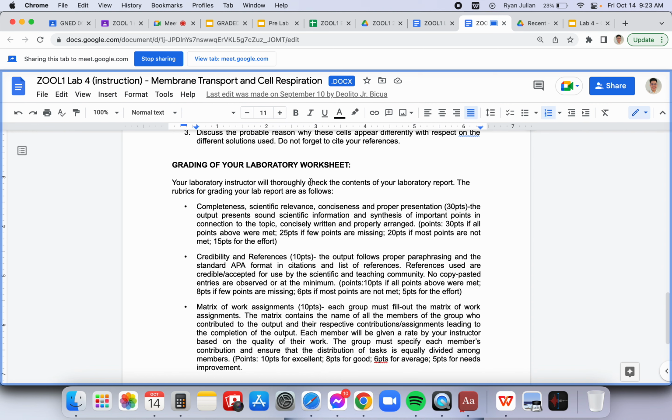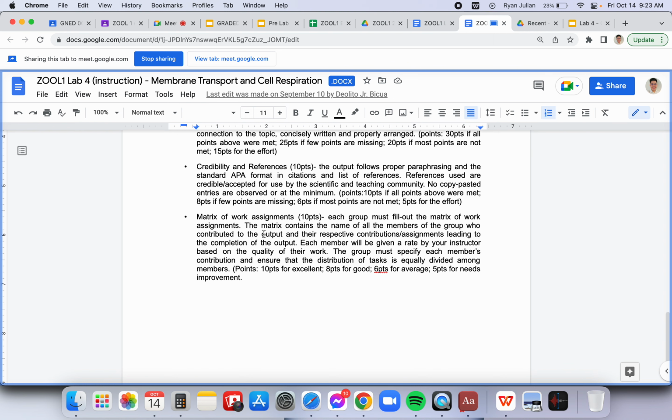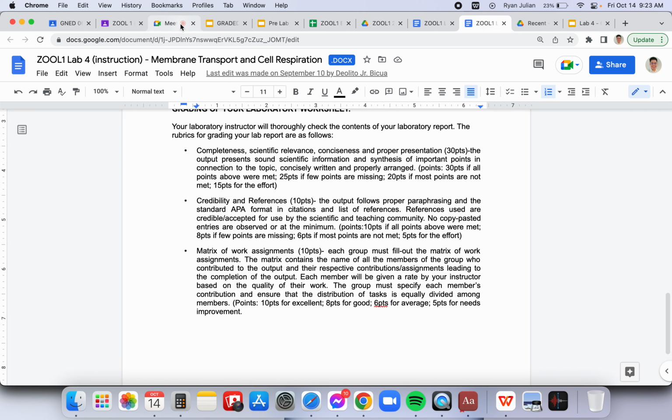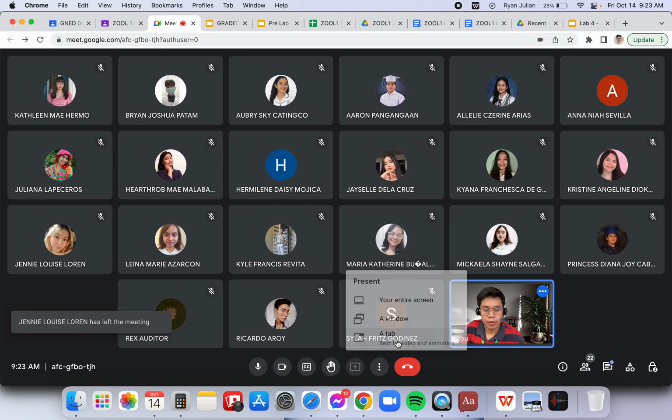And this is how I grade your lab worksheet. So make sure that you comply with this. Pakibasa po. And now let's proceed sa worksheet na gagawin nyo. Ito siya.